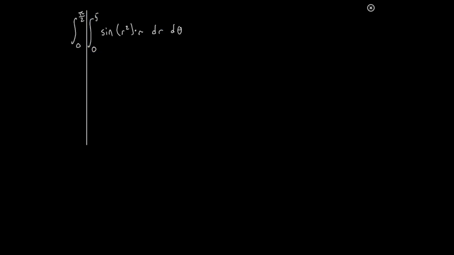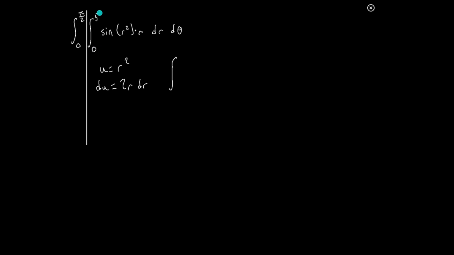Okay, so integrating sine of r squared with respect to r times r, well, we can use u substitution. So u equals r squared, du equals 2r dr. Okay, then if we plug that back into here, then we rewrite our integral with u in mind.